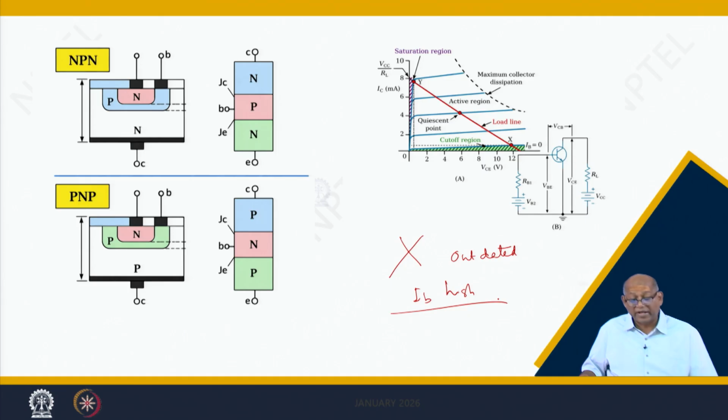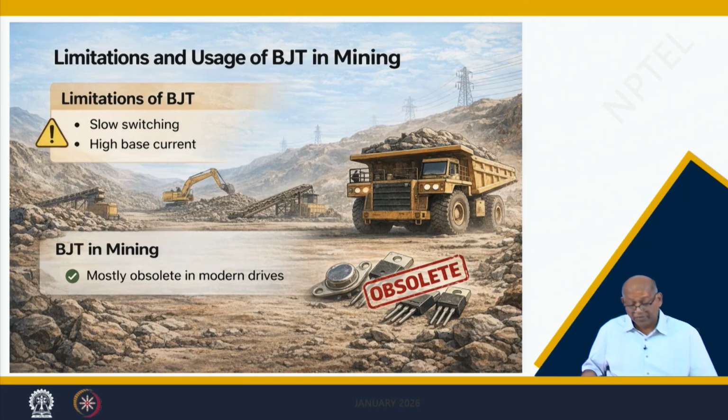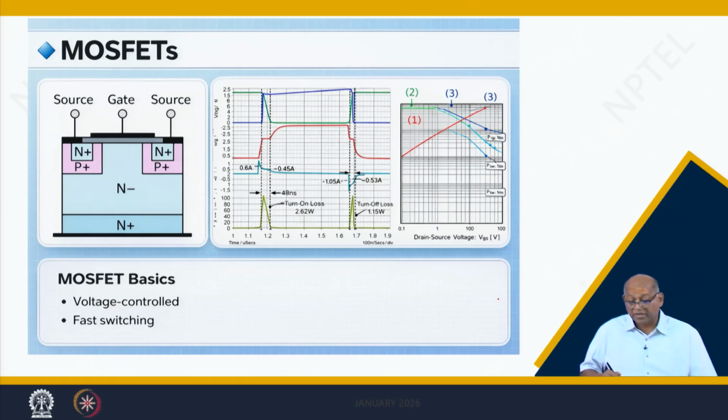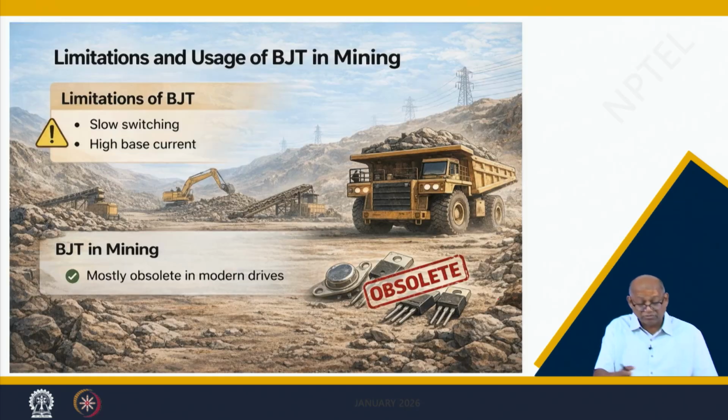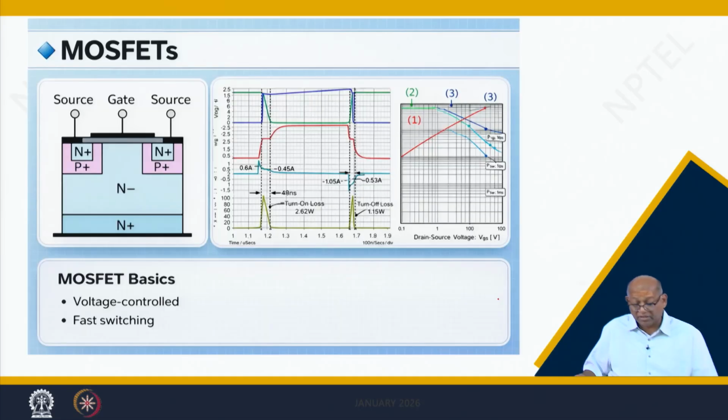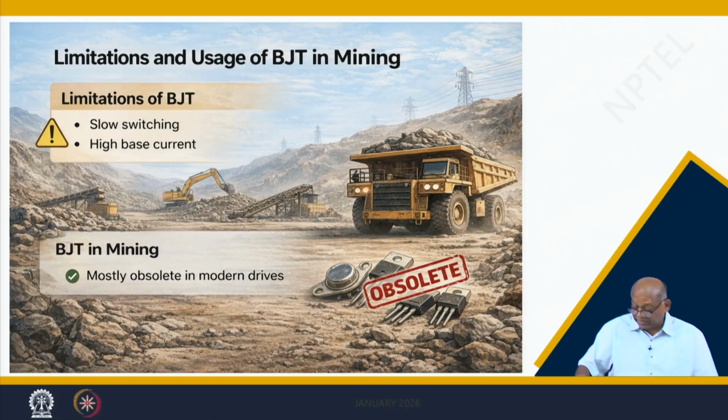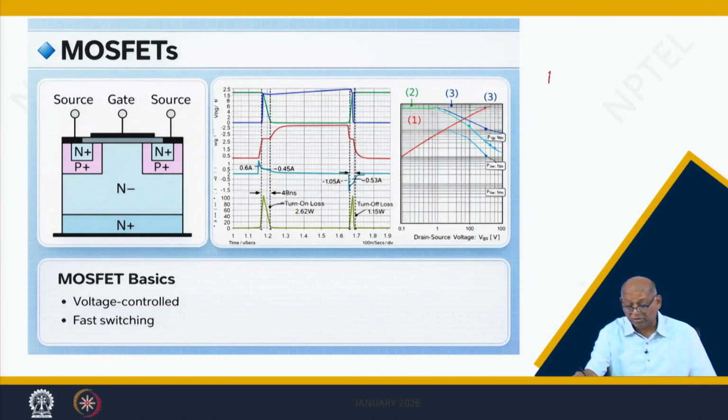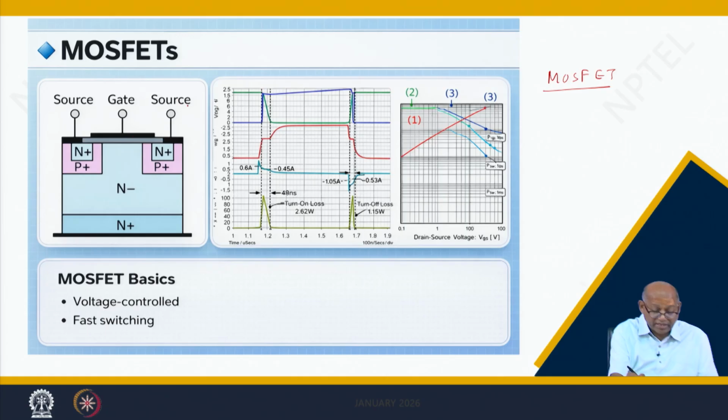So we have to move to the next good device, that is called a MOSFET. BJT is mostly obsolete in drives: slow switching, high base current. As I said, base current requirement is high, so we will switch to MOSFETs. MOSFET is called metal oxide semiconductor field effect transistor. This is a metal oxide gate, it is an insulated gate, it is not connected to the semiconductor. Source is connected. So there will be a drain and one source.